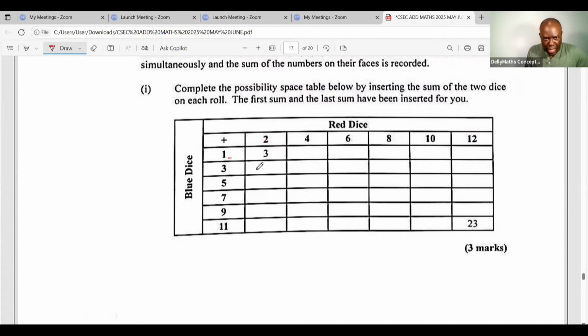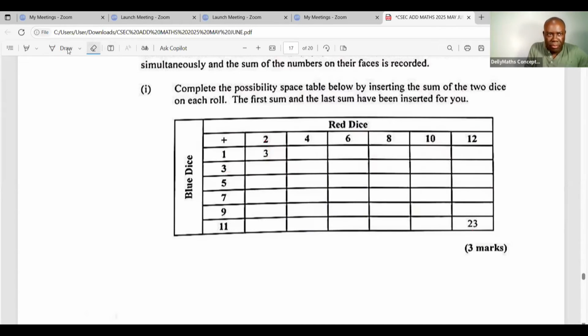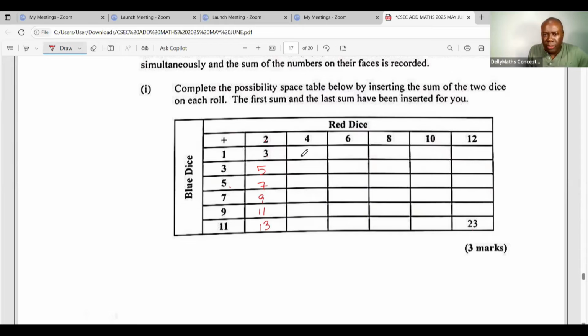So you could just add. At the intersection, you're adding. So 3 meeting 2, that's going to give us 5. All right, so this is 5. And normally, when I see a pattern, I go 7. So it's 5, 7, 9, 11, 13. You keep going. You'll see a pattern. 1 and 4, that's 5. 1 and 5, 1 and 6, that's 7. Okay, so it's 3, 5, 7, 9, 11, 13.